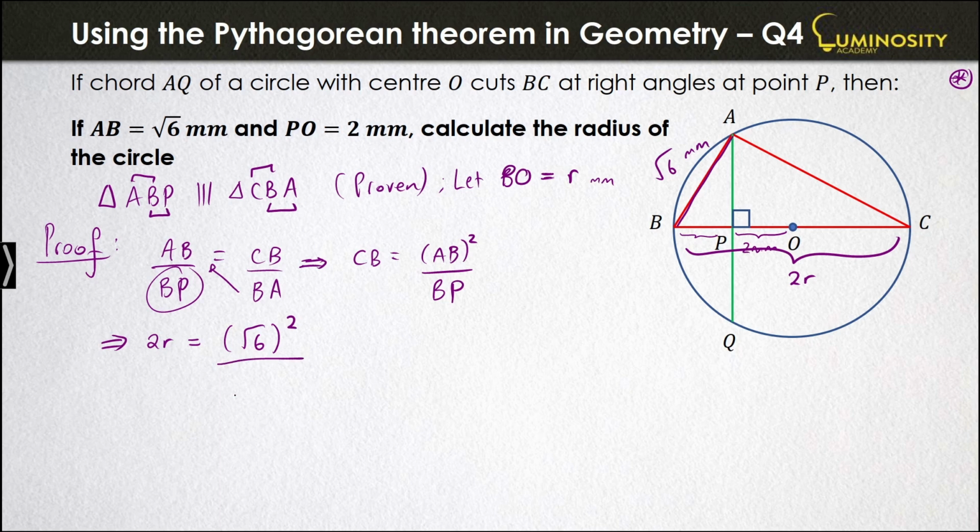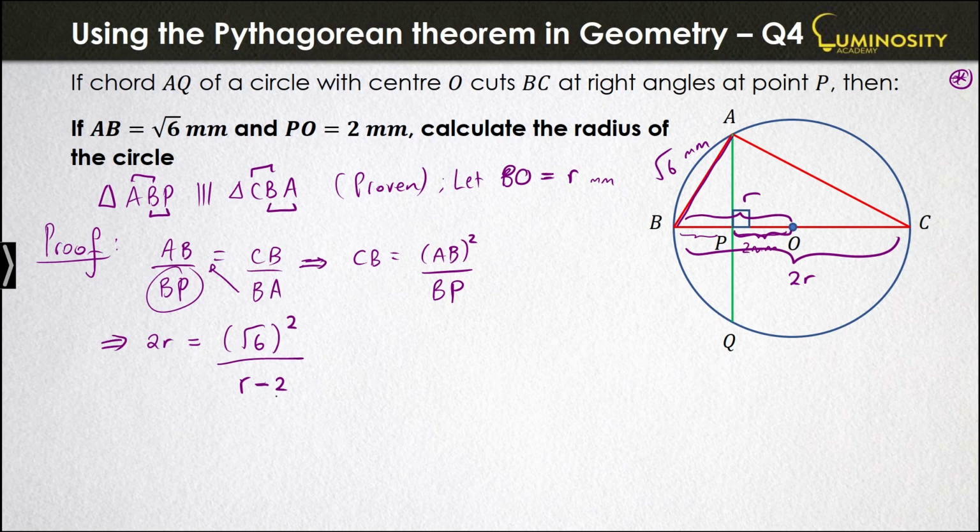So now what is BP? Well, let's think about this. BP is essentially this entire radius length R minus this smaller amount of 2 millimeters. So I can write that as R minus 2. This requires an algebraic setting, being able to assign a variable for the radius and then noting everything down in the circle and the triangle that deals with that radius length.